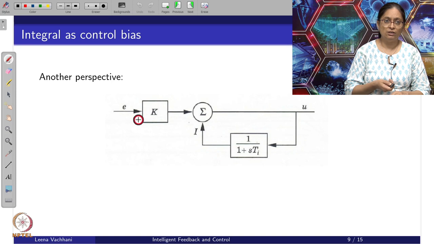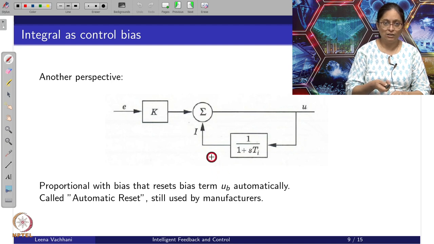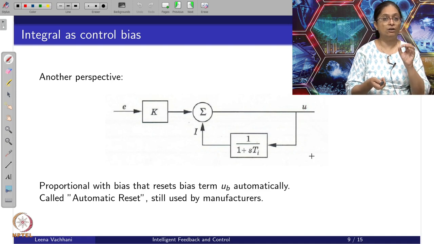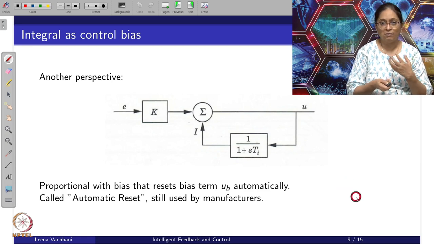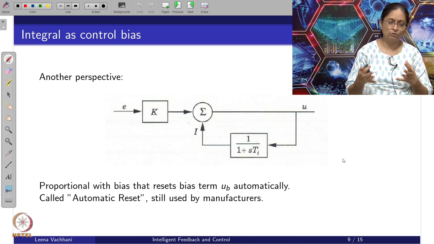If I implement the PI controller in this particular way, you have a proportional gain term coming out here, and the integral control term is implemented like a low pass filter in a feedback loop. Of course, you can derive this signal flow and you will get the PI structure itself. Now, the advantage here is that this integral term is appearing as a bias term, and this bias term is being driven by the output U instead of a constant bias. And this implementation is why it is called automatic reset in many industrial controllers that are available in the market.